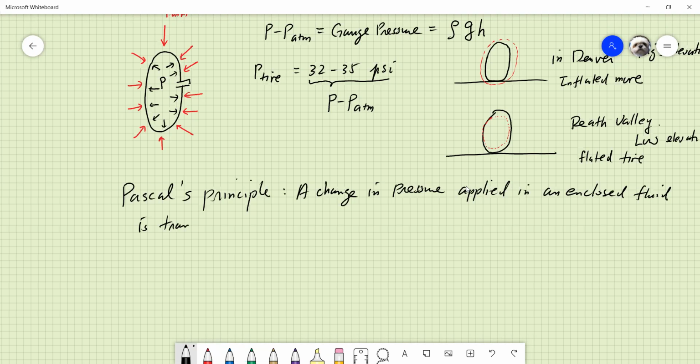is transmitted undiminished to all portions of the fluid and the wall of the container.